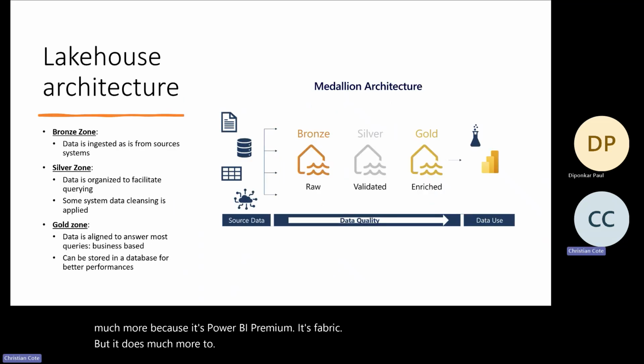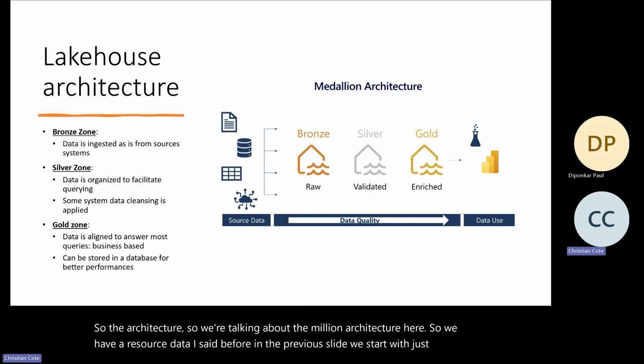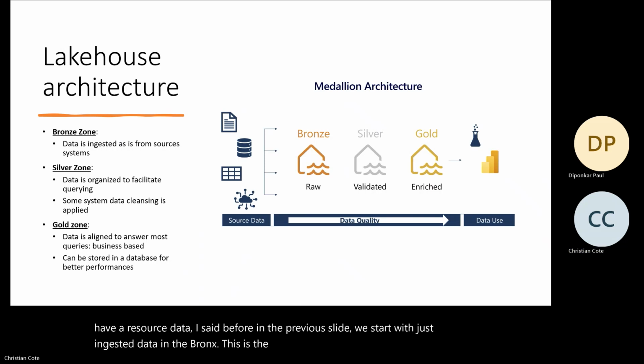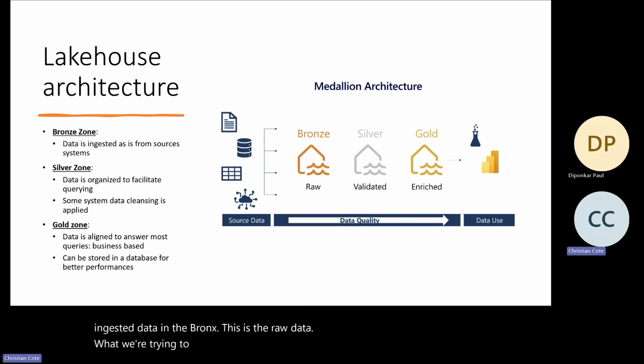So the architecture. We're talking about the medallion architecture here. We have a raw data source. As I said in the previous slide, we just ingest data into the bronze layer. This is the raw data. What we try to do when we go to the silver layer is data validation. What do we do with nulls?